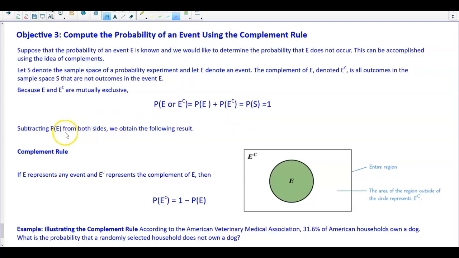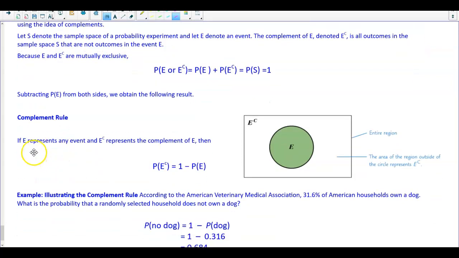Now, subtracting the probability of E from both sides, we would obtain the following, which is the complement rule. If event E represents any event and the complement of E represents the complement, then we would say the probability of the complement of E is equal to 1 minus the probability of event E. So here, this is the entire region, and the area of the region outside of the circle represents the complement because the inside represents the event E.